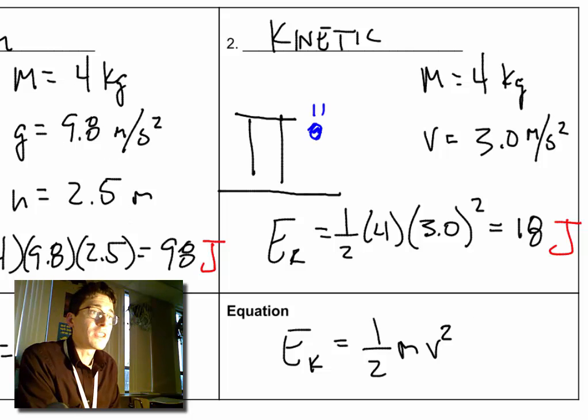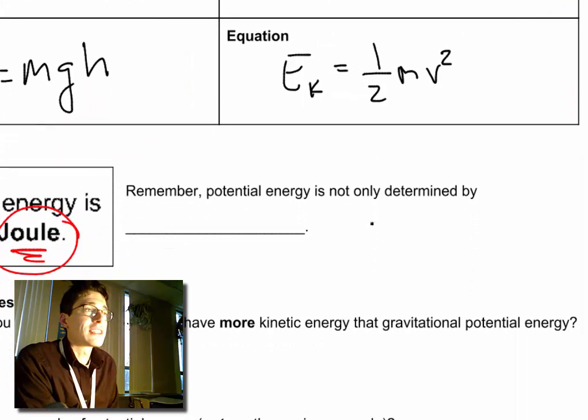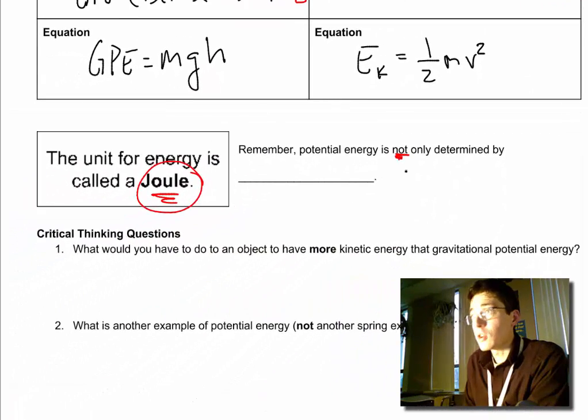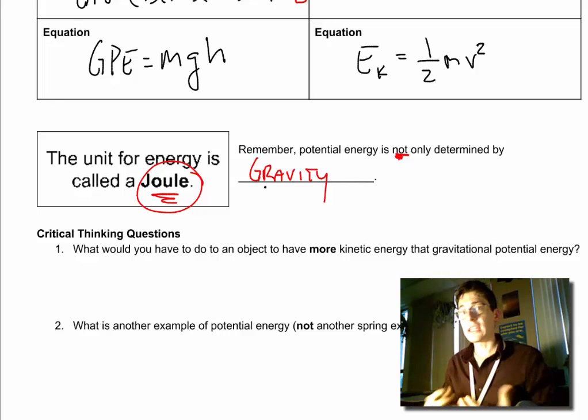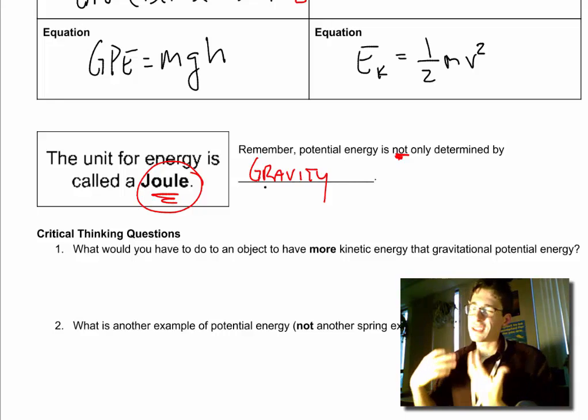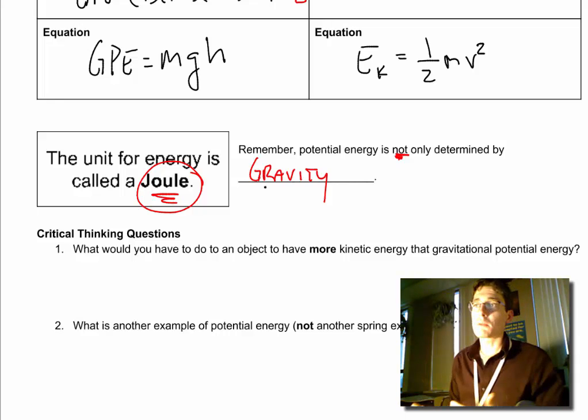So we can calculate potential and kinetic energy. You need to know how to use these equations. Remember, potential energy is not only determined by gravity. I mentioned at the top that something like a coiled spring has potential energy. It can do something. Gravity is just the easiest way to start to make this connection. We're going to be looking at all kinds of different types of energy.